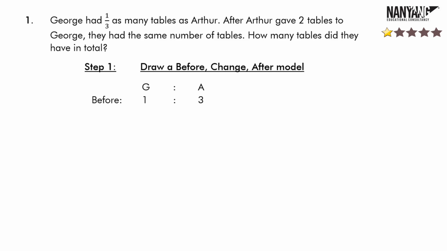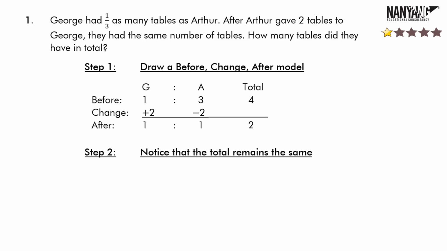Next row will be the change. So Arthur gave 2 tables to George, so George will be +2 and Arthur will be -2. And after that, they had the same number of tables. So their ratio will be 1:1 for after. Next, we write down the last column for total. On the before row, there are 4 parts, and on the after row, there are 2 parts.